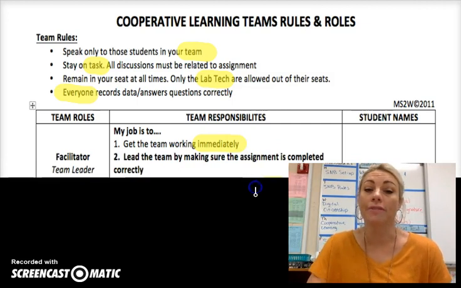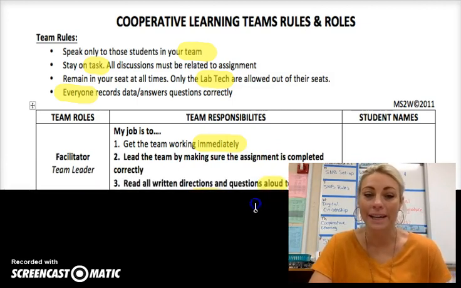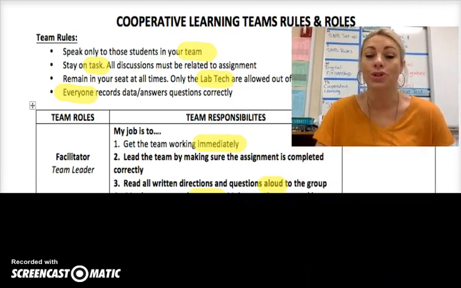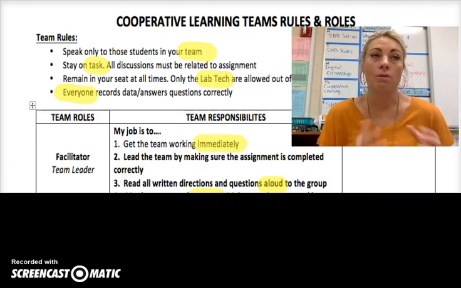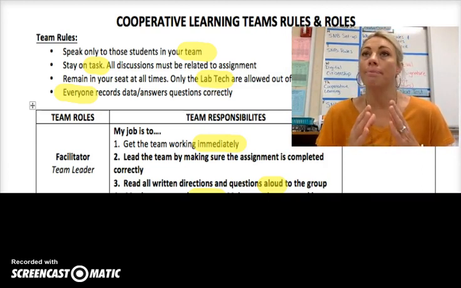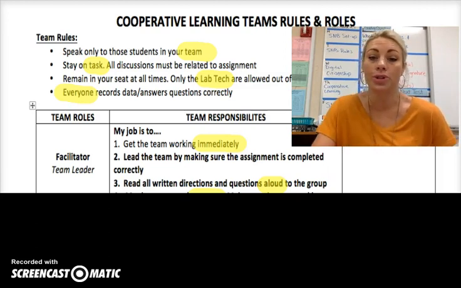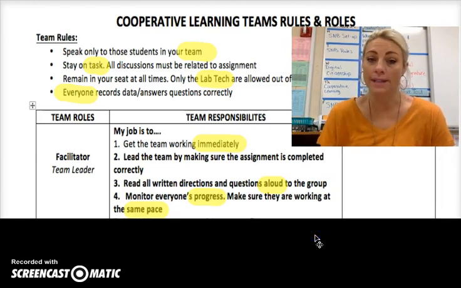The team leader, the facilitator, is also the person that makes sure everybody's doing the work correctly. They read questions aloud to the group. So if you've got something you're going through or an article you're reading, questions you're asking, they're the person who reads that out loud to the group and monitors everyone's progress, making sure everybody's working at the same pace.